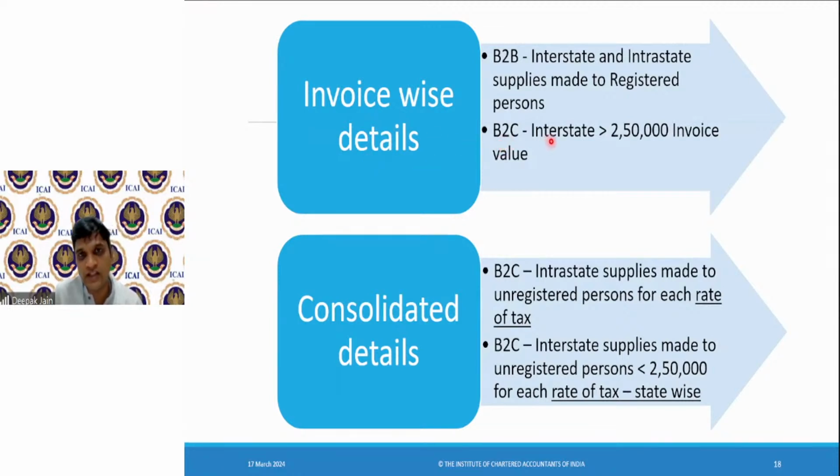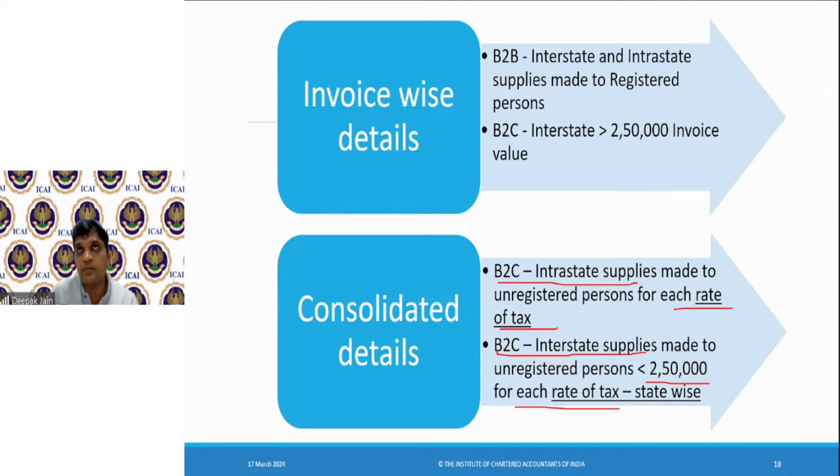And if it is B2C, then if it is interstate, there are two things. If it is interstate and the invoice value is 2.5 lakhs and above, then you will give invoice wise details. If it is B2C interstate and the value is less than 2.5 lakhs, then it will be consolidated rate wise. And if it is B2C intrastate for any value, made to an unregistered person, then you will report consolidated based on rate of tax.